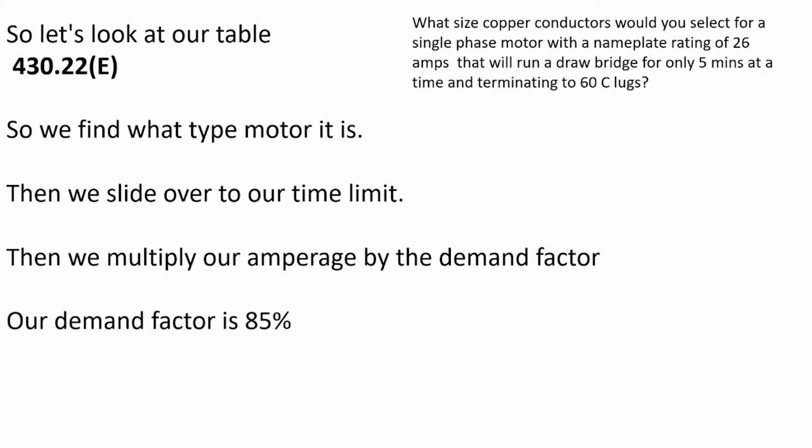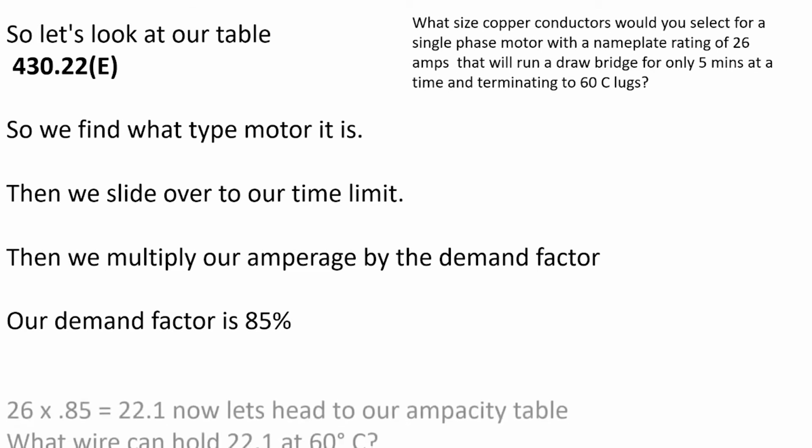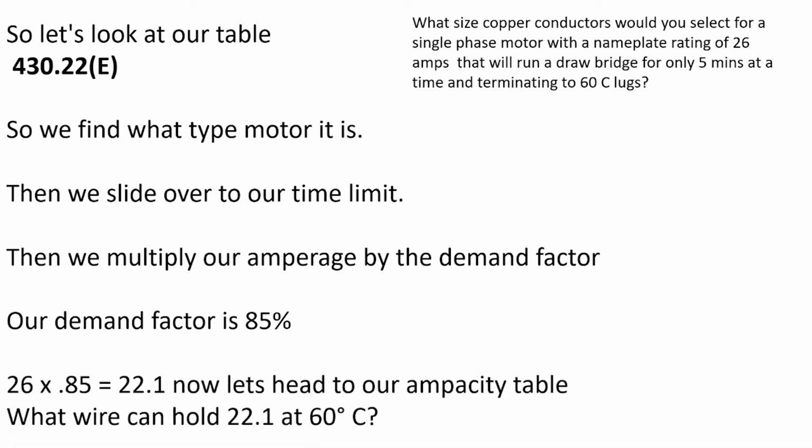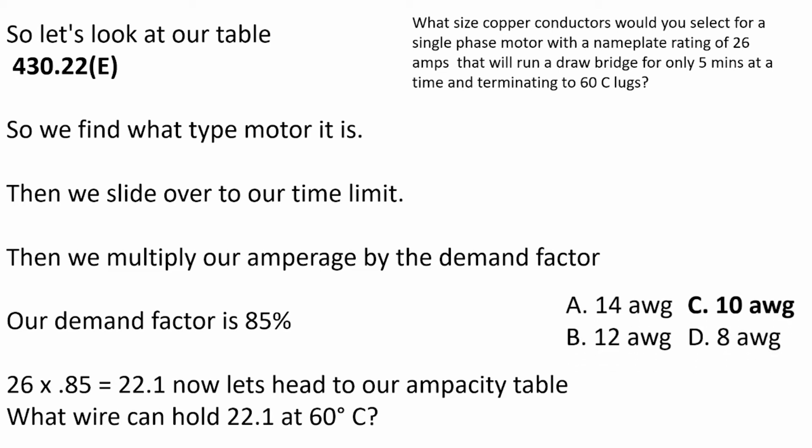So our demand factor in this case is 85%. So we take our nameplate rating, which is 26 amps. We multiply it by our demand factor, which is 0.85. Now we get 22.1 amps. That is our new load. Now we head to our ampacity table, and what size wire can hold 22.1 amps at 60 degrees C? And we select 10 gauge wire.